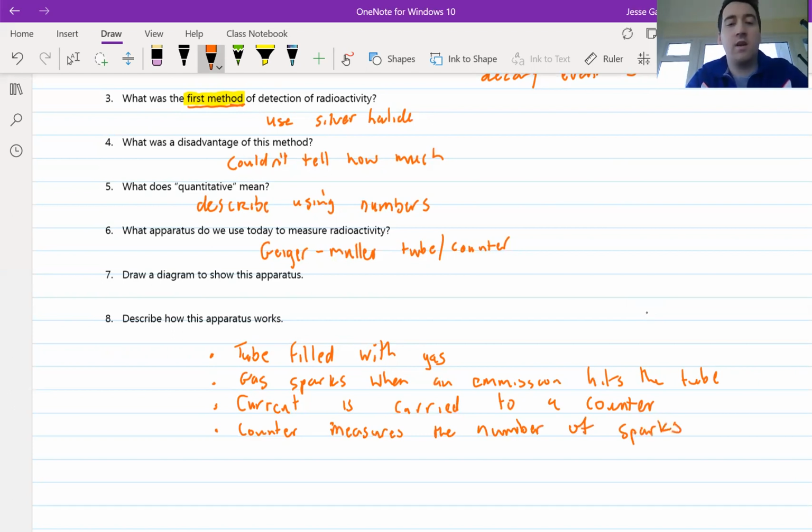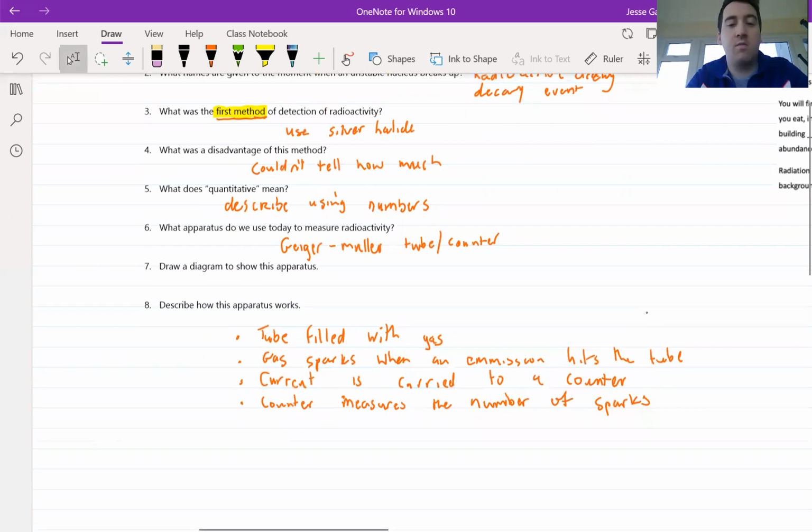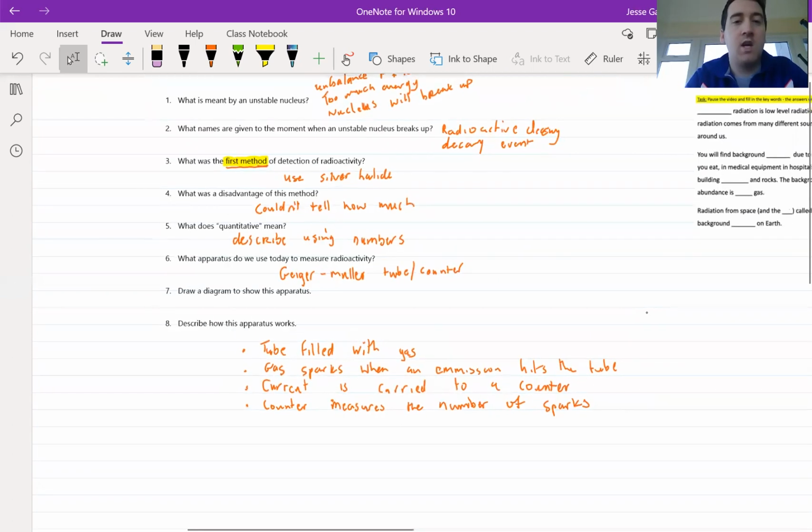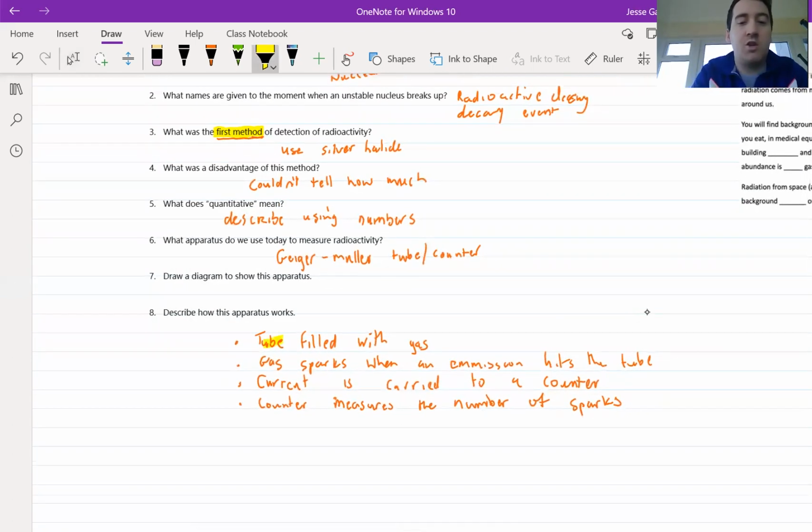All right, that's it in a nutshell, as simply as we can put it. Hopefully you have an explanation, something like that. Bullet points are handy when you want to describe something like this, but a paragraph is okay as well, but you still have to have the main bits. So you should definitely mention a tube, and it has to have a gas in. You should definitely mention that you get gas sparks when an emission hits the tube.